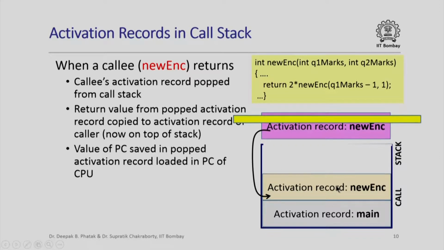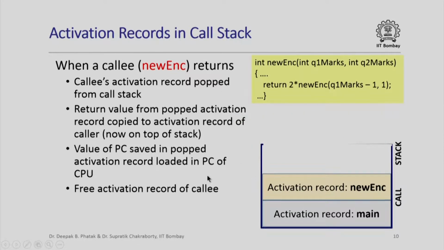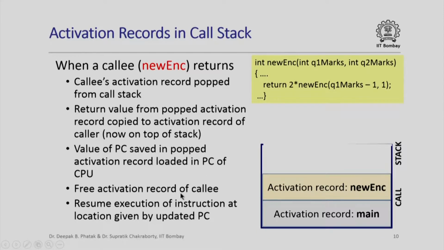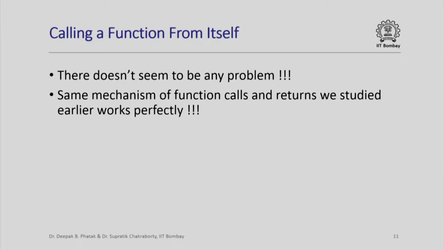The value of the PC saved in the popped activation record will now be loaded in the program counter of the CPU. This program counter basically tells you where in the caller function, which happens to be another invocation of newenc, we should return to when the callee function, which happens to be the next invocation of newenc, returns. Then the activation record of the callee is freed up, and finally we resume execution at the instruction where the updated program counter points to. So what we find is that even if a function was allowed to call itself, there does not seem to be any problem. The same mechanism of function calls and returns that we have studied earlier seems to work perfectly well.